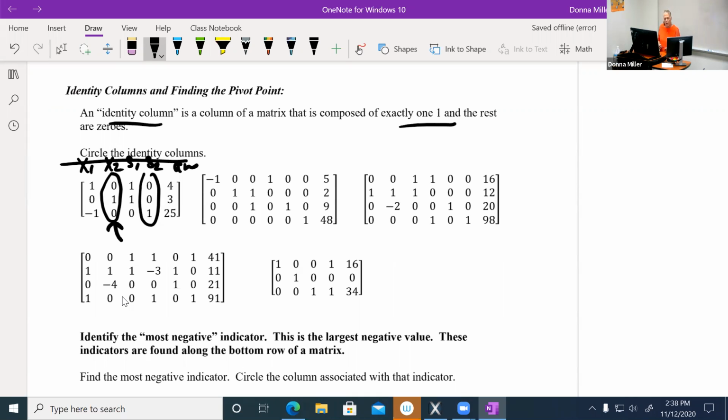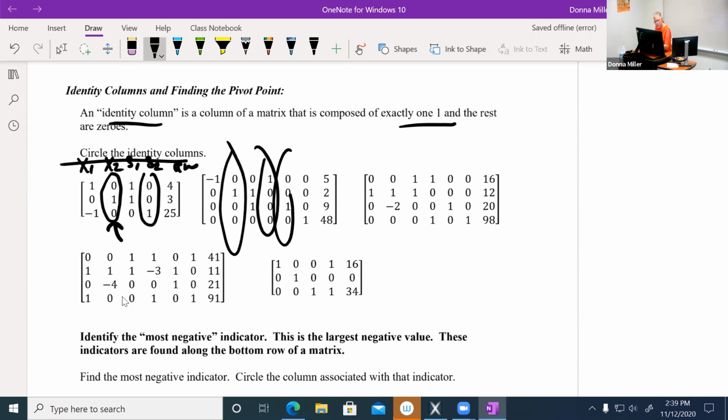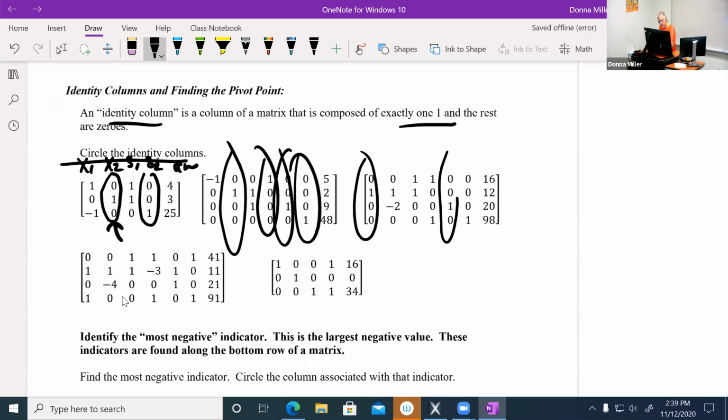If I look at this one, a -1 isn't going to work, although it's awful close. All of these are your identity columns, right? Things with zeros and only one 1. That's where your answers come from. So this guy, is that it? No, this guy and this guy.